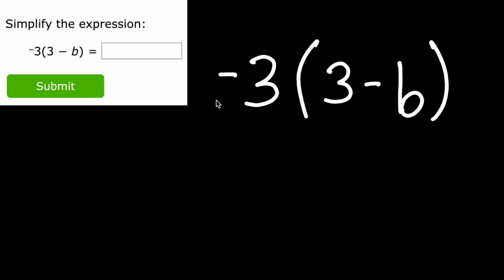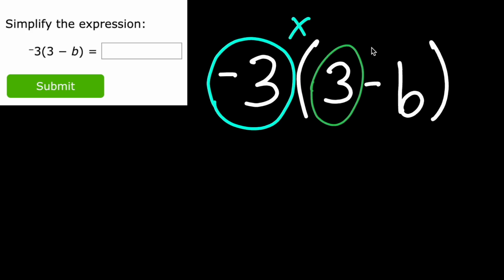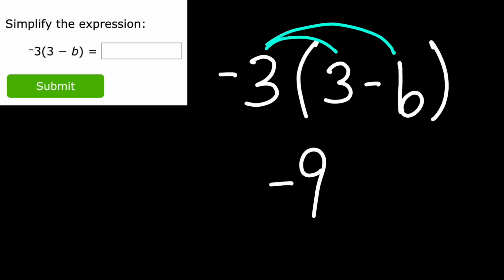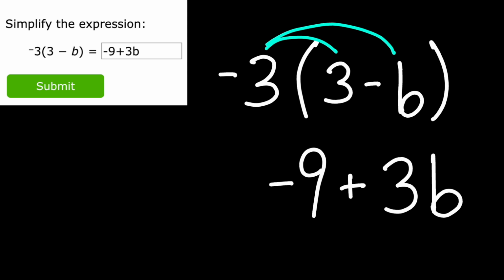Next, we have a number that's touching the parentheses, except this time inside of the parentheses, we have two terms, 3 and negative b. So according to the distributive property, we need to multiply negative 3 by both terms separately. So negative 3 times 3 is negative 9, and negative 3 times negative b is positive 3b. So our final answer is negative 9 plus 3b.